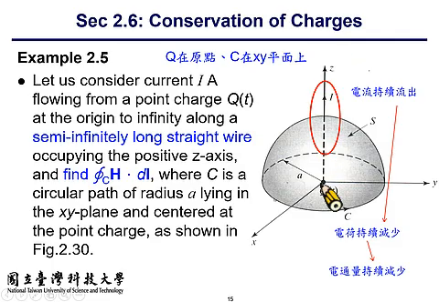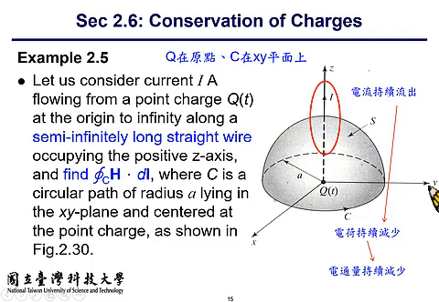So as you can see here, there is electrical current flowing out of the origin. So as you can expect, the amount of charge Q should decrease as time goes. And in the neighborhood of this scenario, we have a hemispherical surface. This is the top hemispherical surface as shown in the figure.